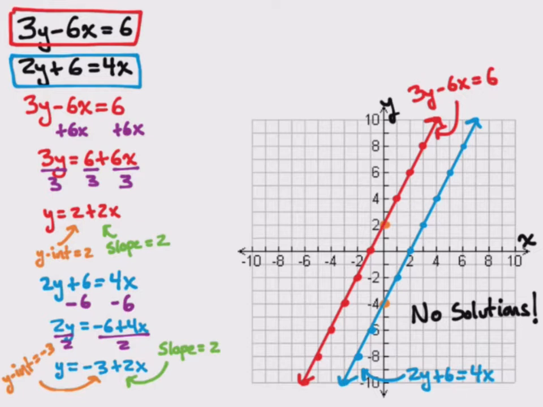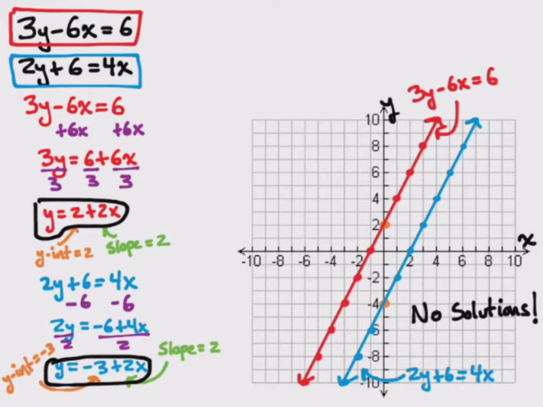And when we look at the two equations in slope-intercept form, it's obviously impossible that y, some number, could possibly equal 2 plus 2x, and also -3 plus 2x. It's impossible. It can never happen. That's why there's no solution to this system. That's why these two graphs are parallel lines and never intersect.